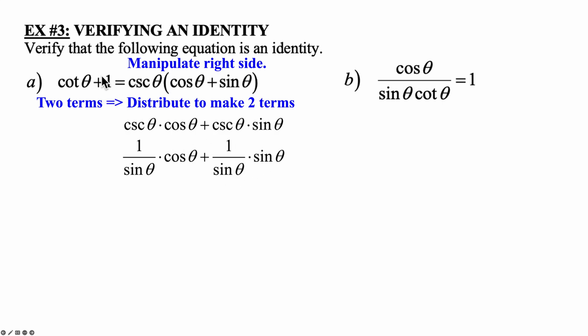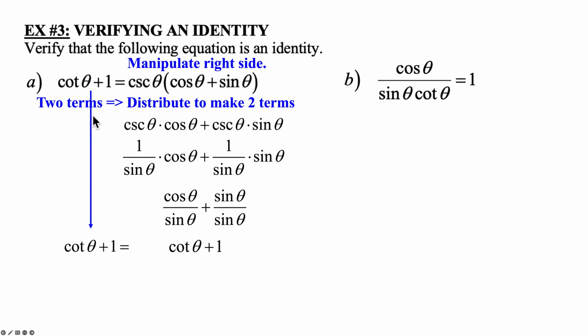That's going to give me this 1. Then hopefully here, cosine theta over sine theta. Yep, that's going to give me cotangent theta. There's my match. I have exactly what I set out to get. I am done. I verified everything.